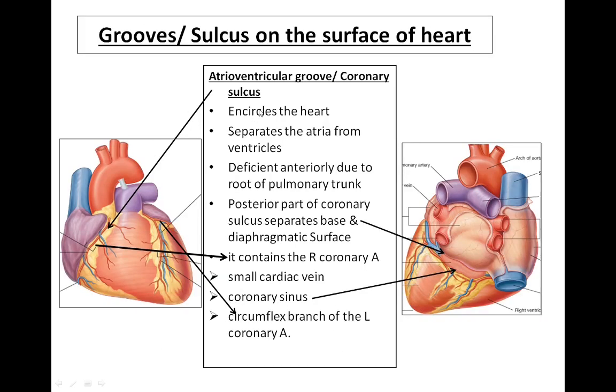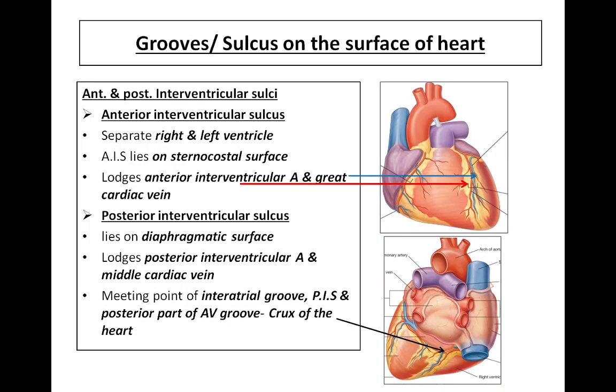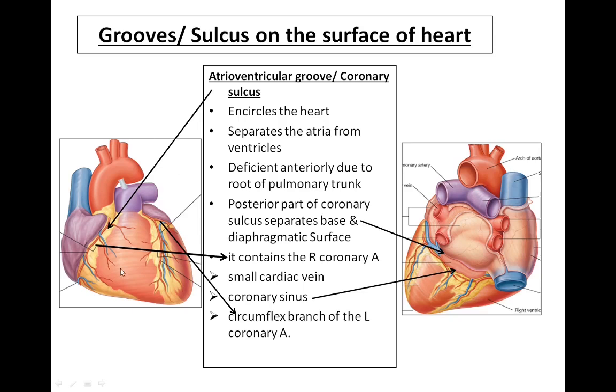Now come to the grooves or sulcus, whatever grooves and sulcus we can see over the heart. So this is our heart. This is our sternocostal surface. Over the sternocostal surface we have the atrioventricular sulcus, which separates the atrium and the ventricle, and the anterior part of the interventricular sulcus, which separates the two ventricles. Now the atrioventricular sulcus is also known as the coronary sulcus.